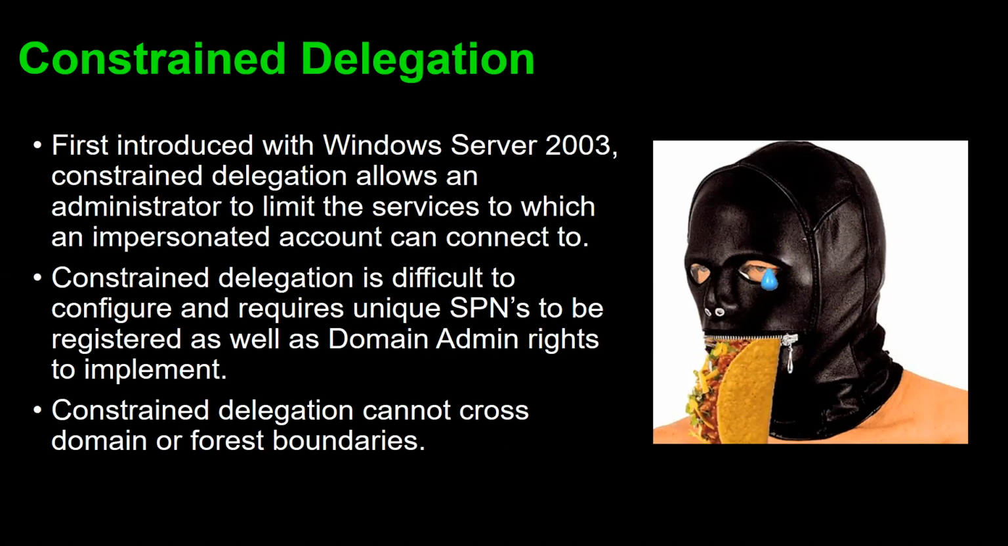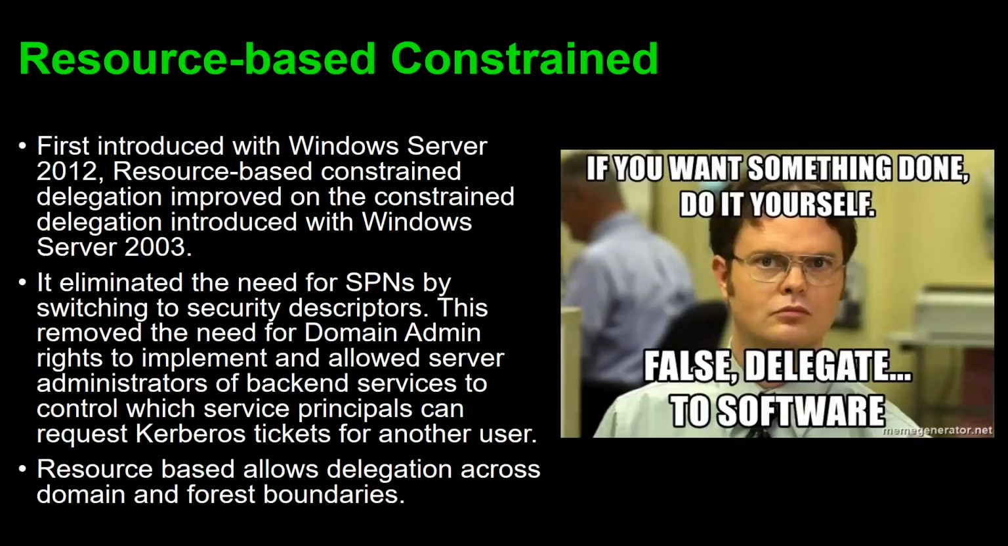So what they did was they introduced resource-based constrained delegation. This one was introduced in 2012. And what's cool here is it eliminates the need for SPNs to switch descriptors. So a domain admin can implement it and allow server admins of backend services to control which service principals can request Kerberos tickets for any other user. So basically, it's handing off the authentication process to another service, making it a more secure service too. So it's simply delegating the authentication to another service. That's the more secure method, and that's the best practice that we really want to see. So that's what we're hoping to find when we run our next scan.